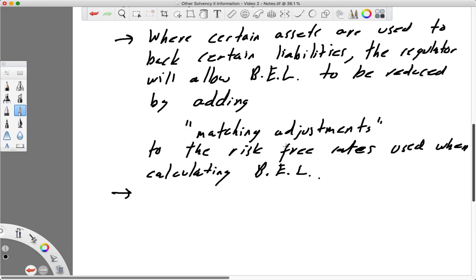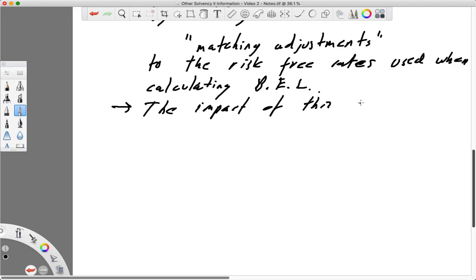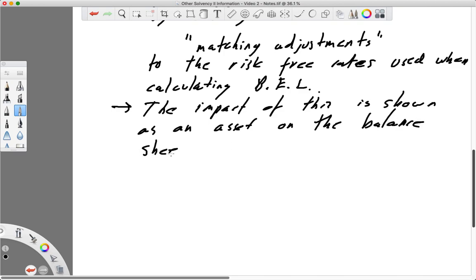The best way to think about it is the effect, and the effect is a little bit added onto a risk-free rate makes the discount rate higher, and so the BEL gets smaller. But let's just make a statement about how it's shown. So the impact of this is shown as an asset on the balance sheet.